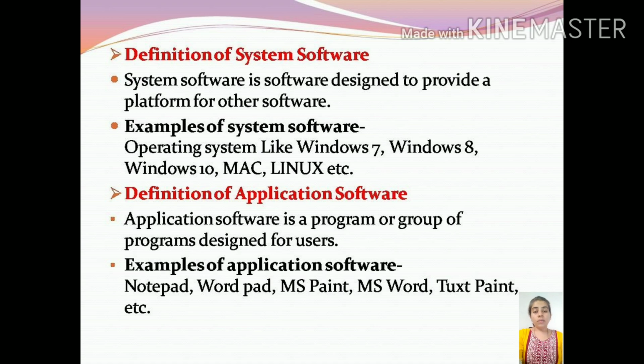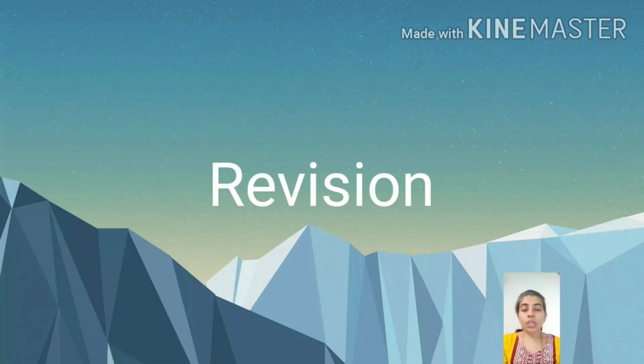Now last, we revise the components of the computer. Components of the computer are hardware and software. Hardware is divided into two parts: input and output devices, and software is divided into two parts: application software and system software.